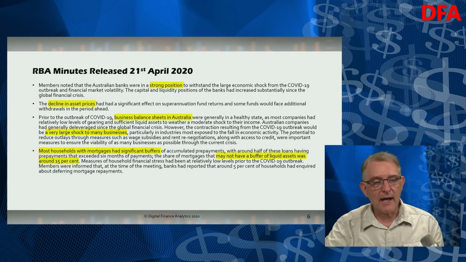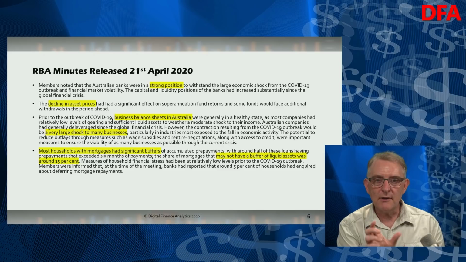They went on to say that households with mortgages have significant buffers. They keep saying that. It's based on old modelling, 3 or 4 years old. It's based on their securitisation modelling, which is myopic because it doesn't look at all loans, only those that are securitised.